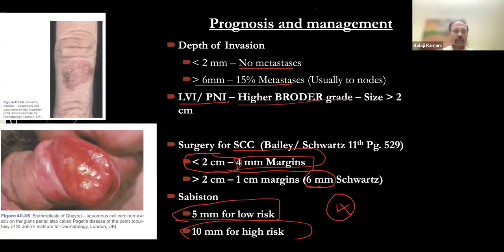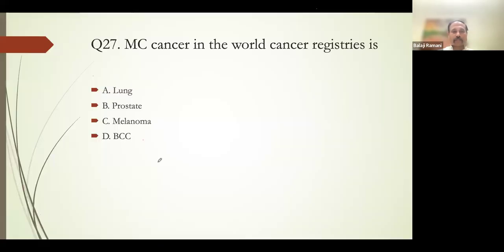And this is of course the Bowen's disease and the erythroplasia. This is how the Bowen's disease will look like. They may give this clinical picture, and this has been asked. This erythroplasia of Queyrat has been asked a couple of times. So this is again the most common cancer in the world registries.